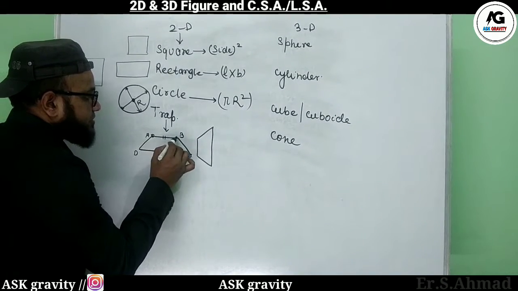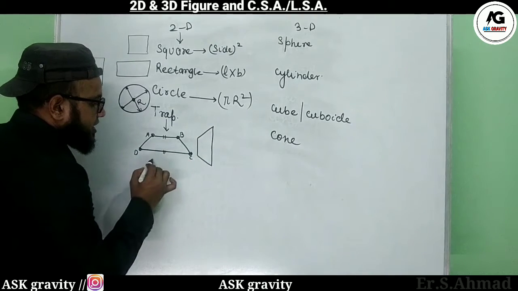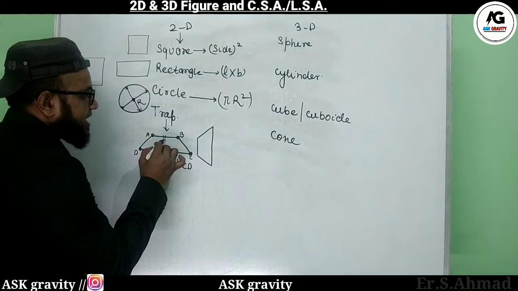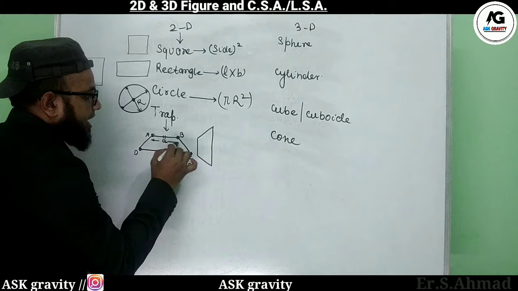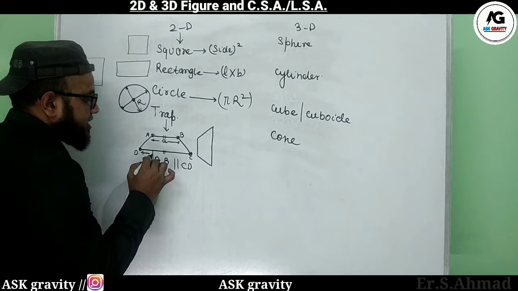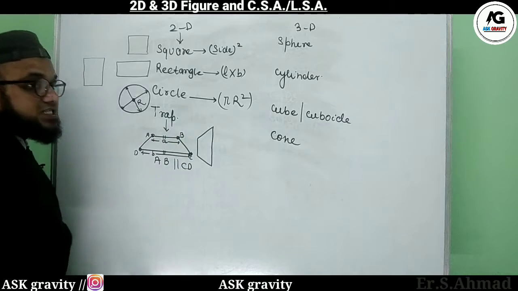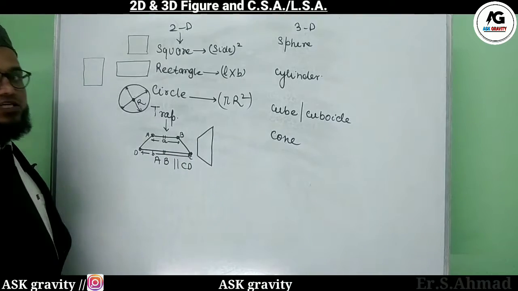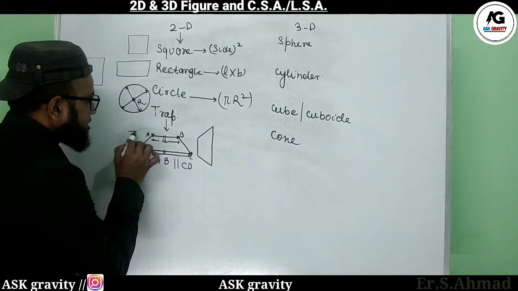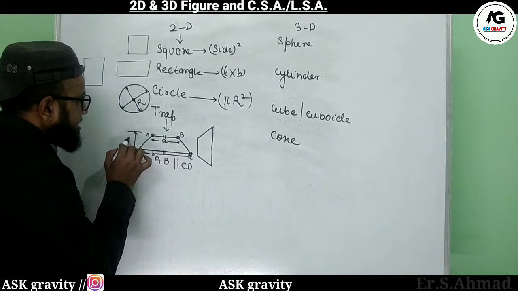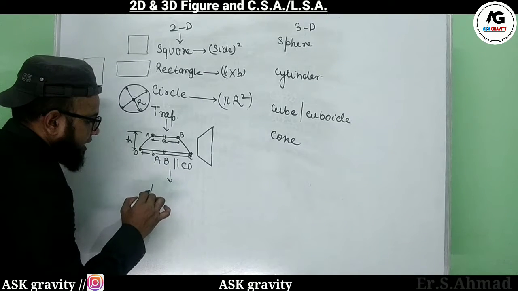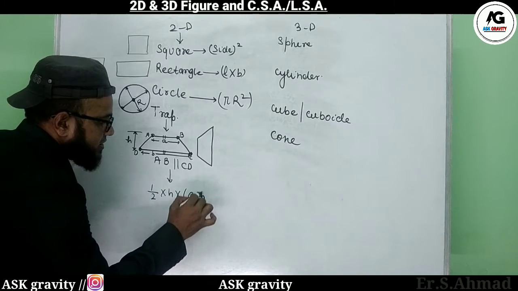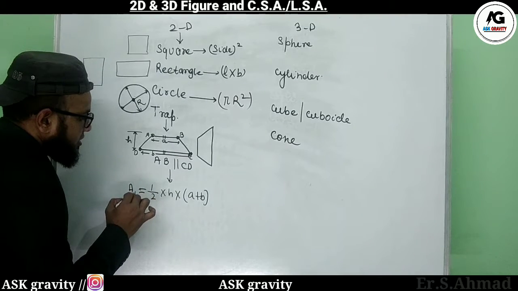What is the condition of a trapezium? Side AB is parallel to side CD. Consider the length of side AB as a and the length of side CD as b, and the gap, that is the height, between the parallel sides AB and CD as h. Then the area of the trapezium is half into height into the sum of the parallel sides in brackets. That is the area of the trapezium.